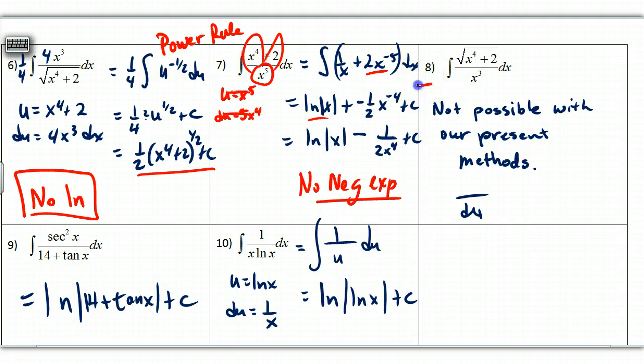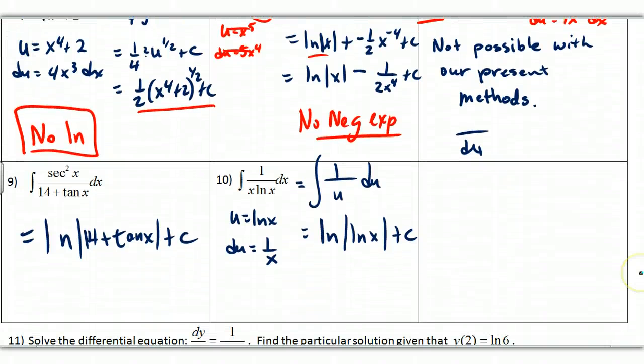If you look at this next one, number 8, hopefully you didn't try that one too much. But it's not possible with our present methods, because if I let u equal the denominator, oh, no good. If I let u equal the numerator, for instance, du would be 4x to the third. This just doesn't work because I'm going to end up with the du in the denominator, and that would be split, and it just doesn't work. I don't know how to do that one offhand right now, but maybe someday I'll figure that one out.